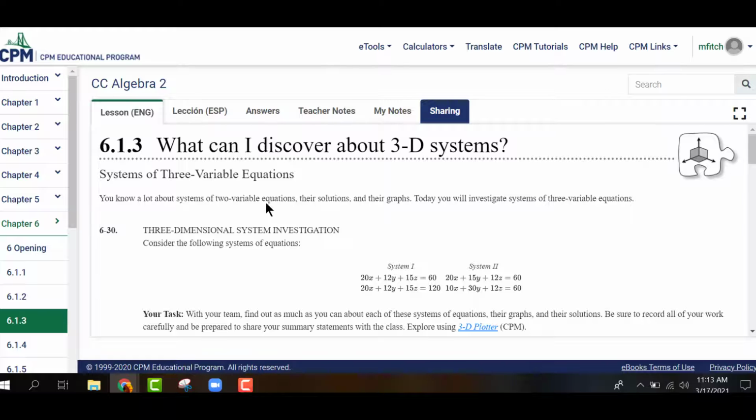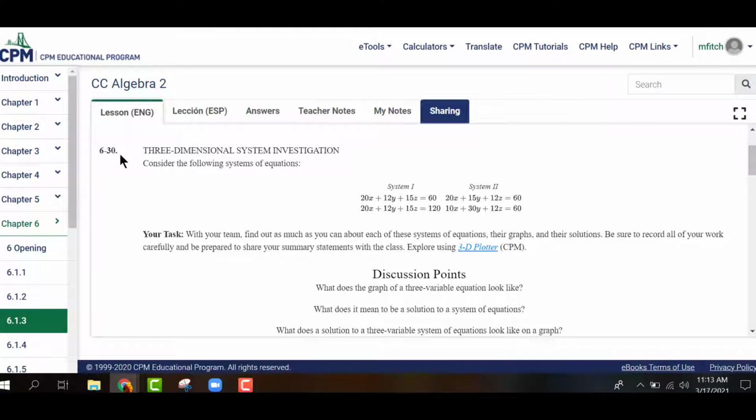So on 313, those systems of three variables, if you guys know how to get here, right? We're in chapter 3, 313, and we're going to look at this problem 630, three-dimensional systems of equations. So we're going to look at these two systems, and we know that a system is where you have two or more equations, right?